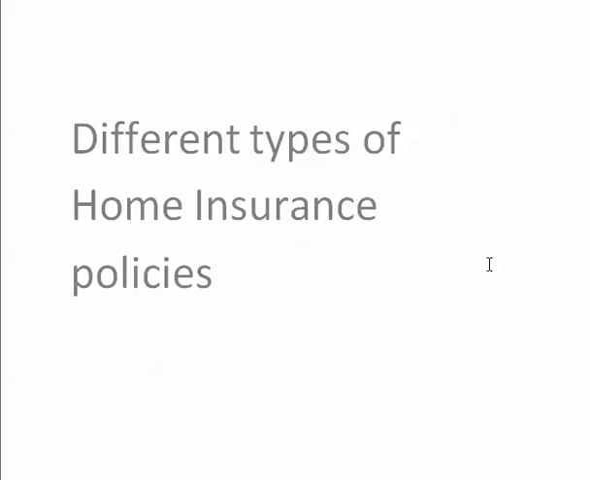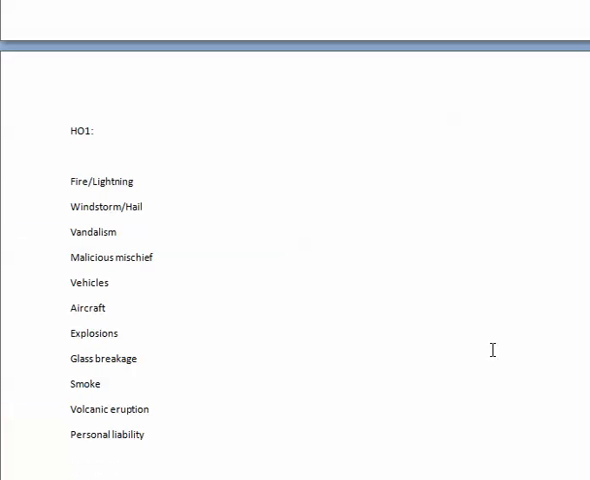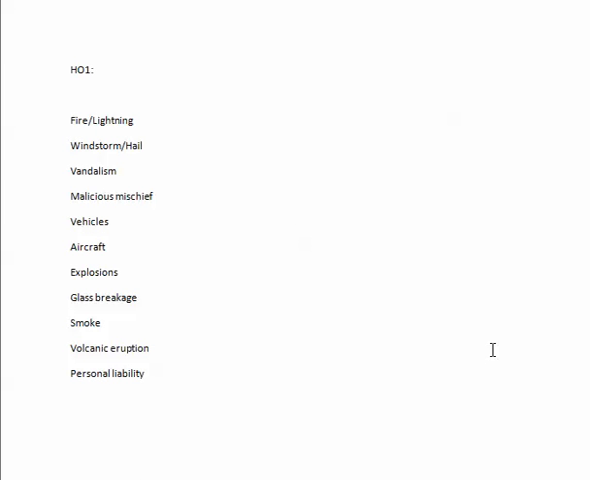The first one is HO1. It is also called a basic homeowners policy. It only covers damage to a home and all its contents and belongings against 10 perils. These perils include fire or lightning, windstorm or hail, vandalism, malicious mischief, vehicles, aircraft, explosions, glass breakage, smoke, volcanic eruption, and personal liability.